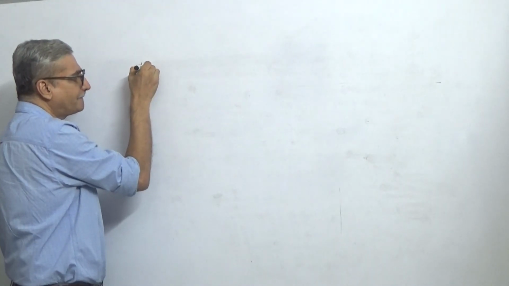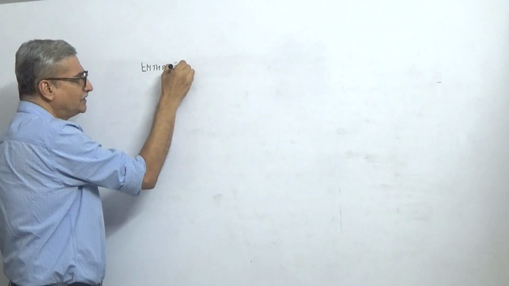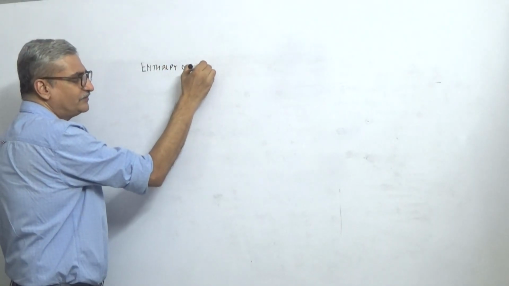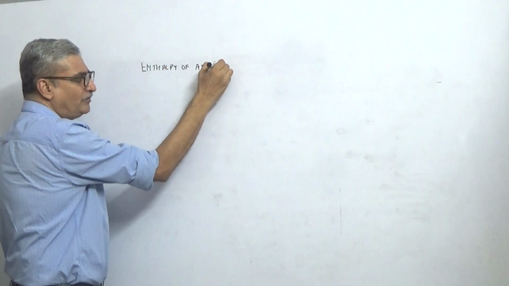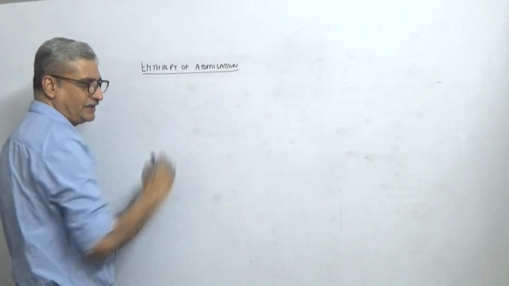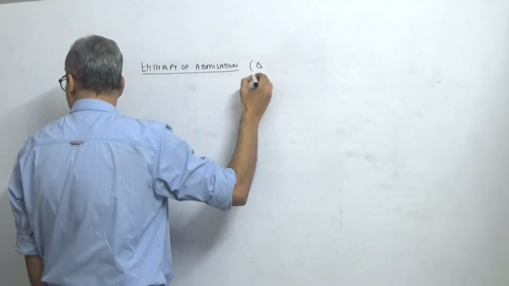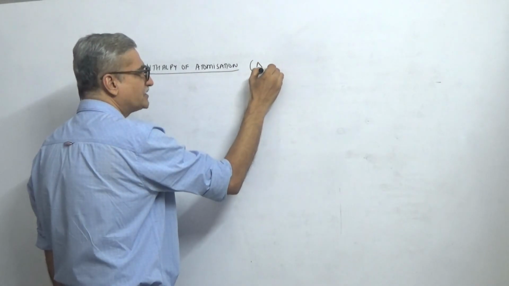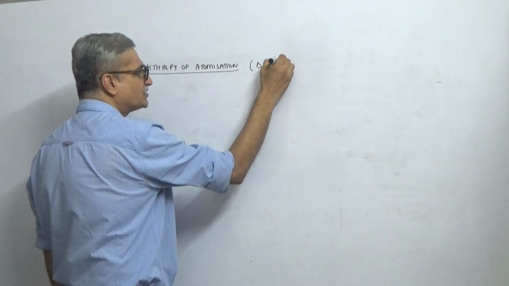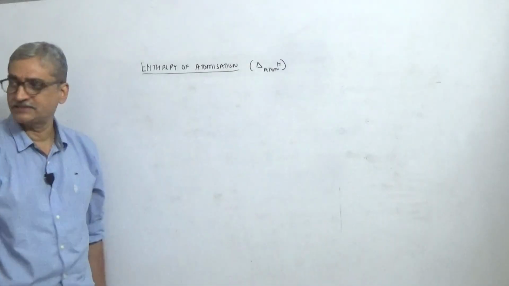Enthalpy of atomization. Enthalpy of atomization is delta atomization H. So how do you define delta atomization H?